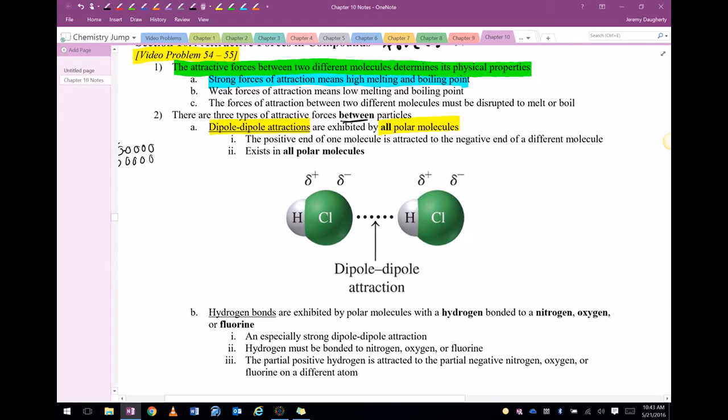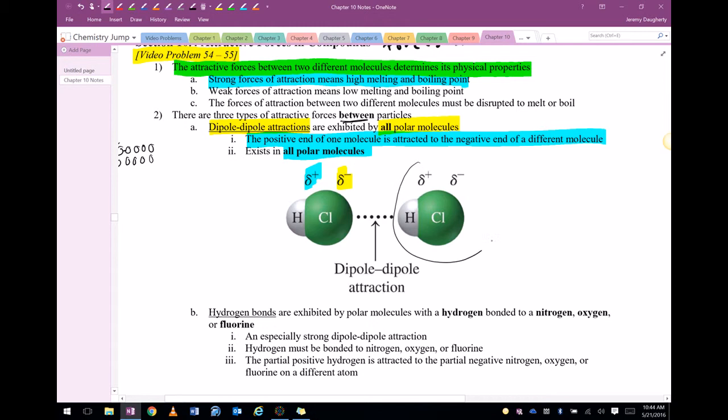How does that happen? The positive end of one molecule is attracted to the negative end of a different molecule. Again, this exists in all polar molecules. So if it's polar, it has dipole-dipole forces. Here's hydrogen chloride, HCl. The chlorine is very, very electronegative. The hydrogen is not so electronegative, and so the electrons hang out around the chlorine more so than around the hydrogen. This creates a partial negative side and a partial positive side.